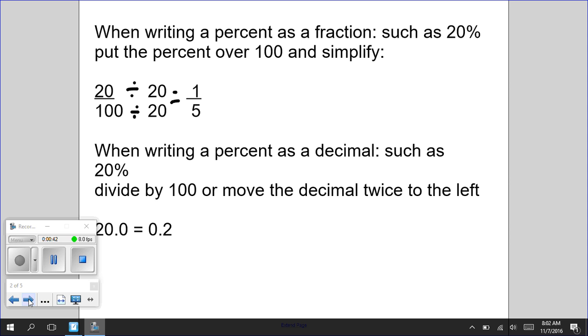All right, so when writing a percent as a fraction, such as 20%, you would put the percent over 100 and then simplify. So whatever the percent is, you would put that over 100 and simplify. In this case, I have 20 over 100. I'm going to divide the top and bottom by 20, and I would end up with 1/5. When you write a percent as a decimal, such as 20%, you would divide that percent by 100, or you could just move the decimal place twice to the left.